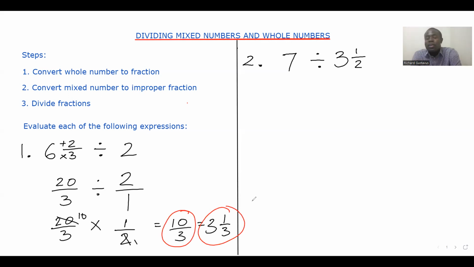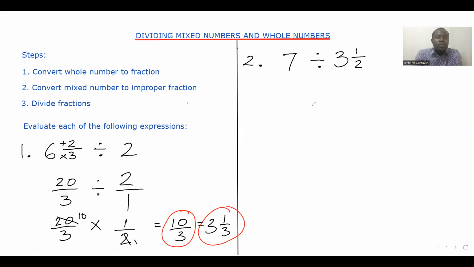Let's now focus on number 2. For number 2, guys, we have 7 divided by 3.5. Some persons might be able to look at this and see the answer, right? But for others, it requires steps, some working out. So let's do just that. Let's show the steps for this one.